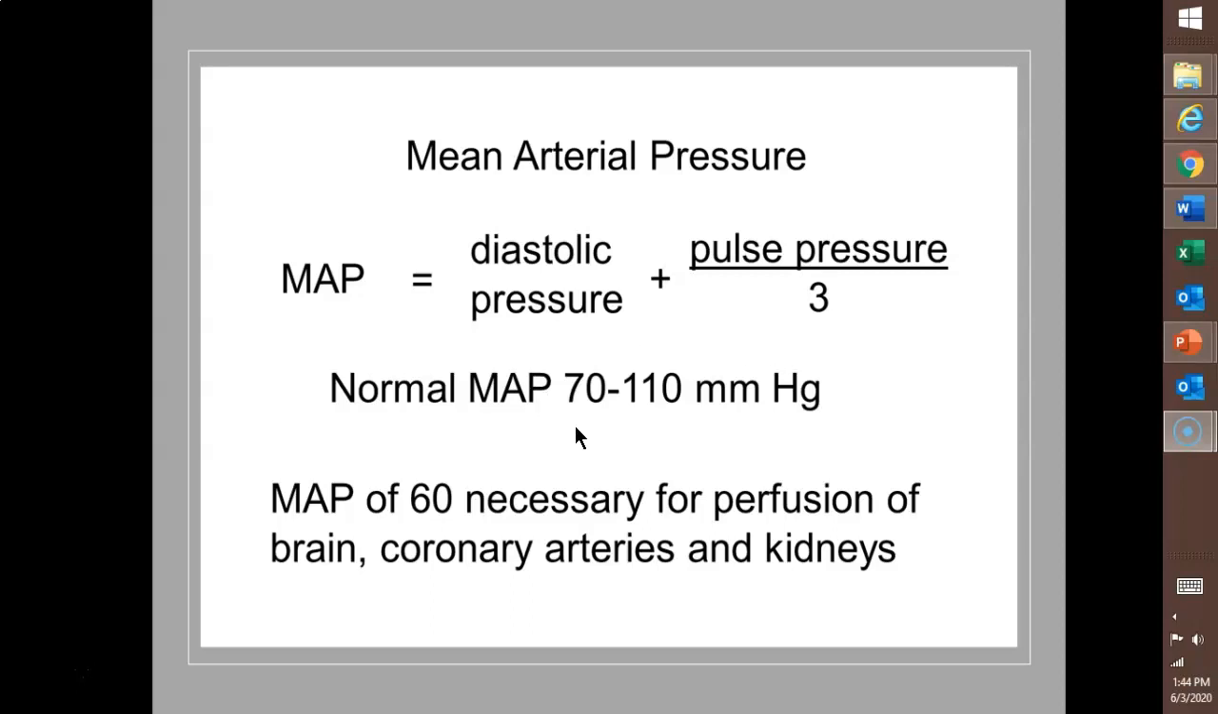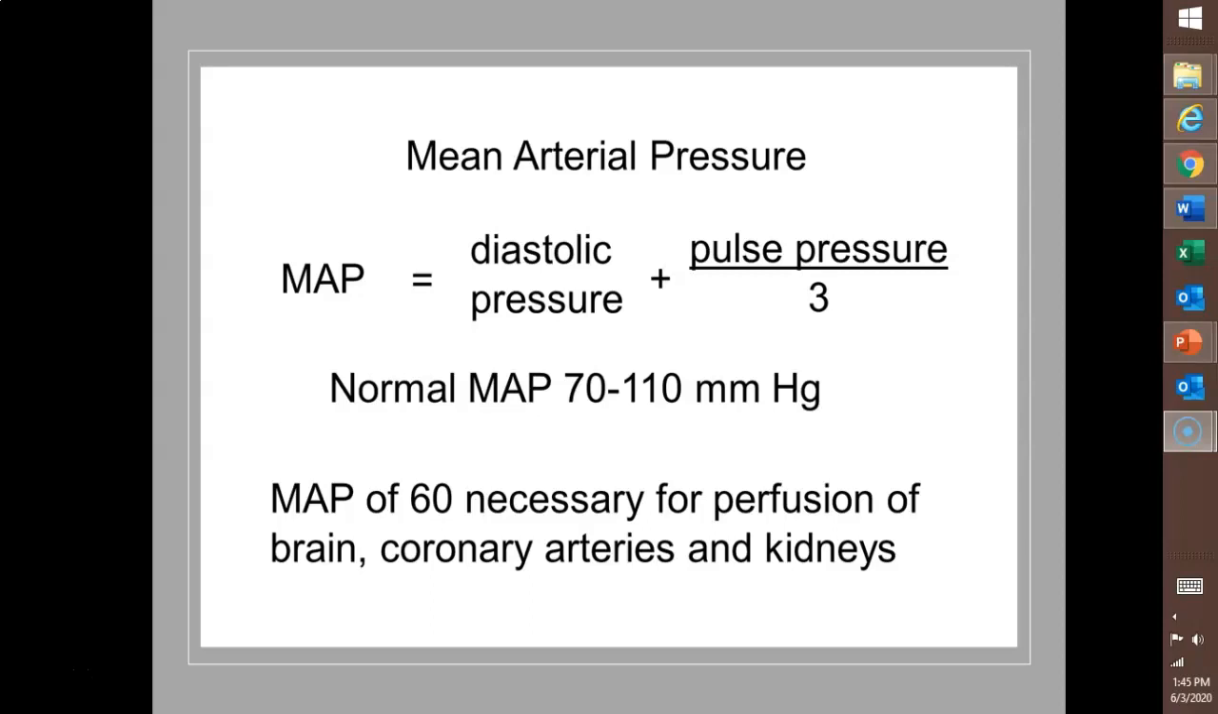Now, that is within our normal range. Okay, a mean arterial pressure of at least 60 is necessary to be sure that tissues are perfused, that we get oxygen out to the brain for proper functioning, to the coronary arteries so that the myocardium is supplied with oxygen, and also out to the kidneys, because remember the kidneys are going to serve to filter the blood.